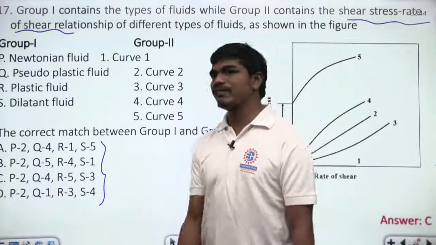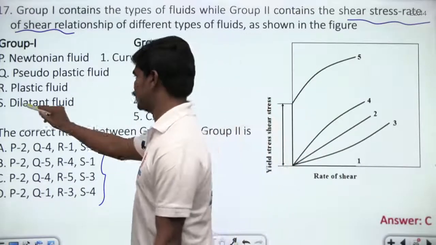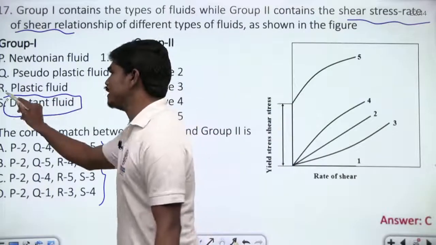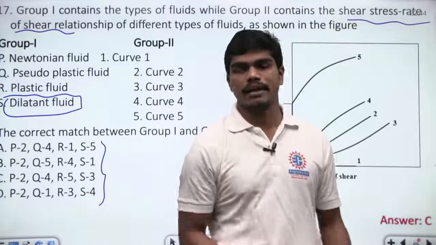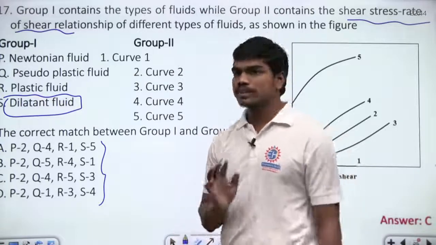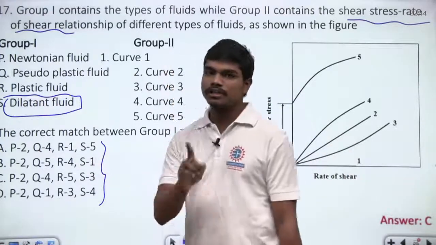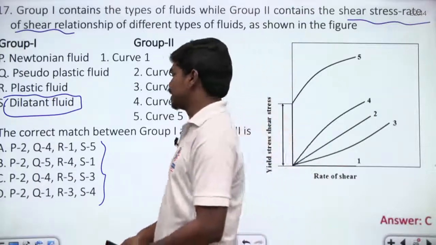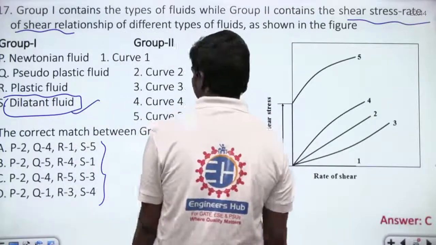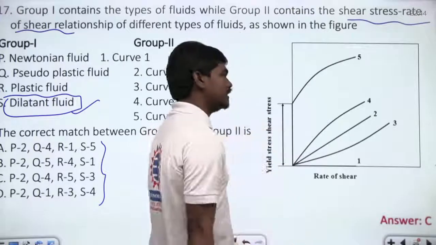So if you can identify the correct identification of this dilatant fluid, then you will get your answer in a shorter time in the exam, correct? So this is what you can always identify. If you check the correct relation of R, you'll get only one correct option. So let us check that. What is this dilatant fluid? Dilatant fluids are generally called shear thickening fluids.